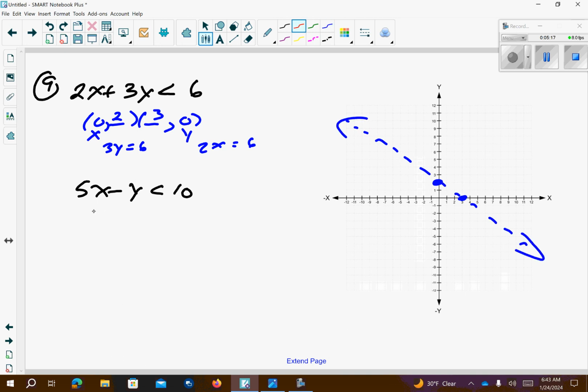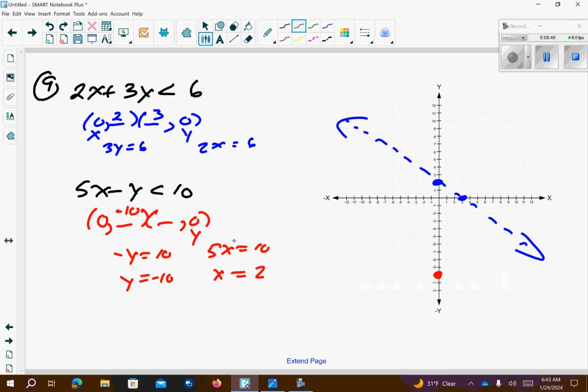And then second problem, I'm going to set it up the same way, 0 comma blank, blank comma 0. This is an x value, so I get negative y equals 10. Multiply both sides by negative 1, so I get negative 10. So 0, negative 10 is down here. This is a y value, so I'm going to plug it in here, so I get 5x equals 10. Divide each side by 5, so that becomes 2. So 2 comma 0 is right here.